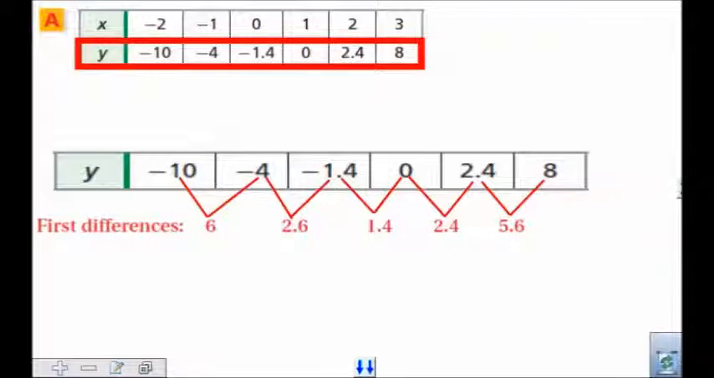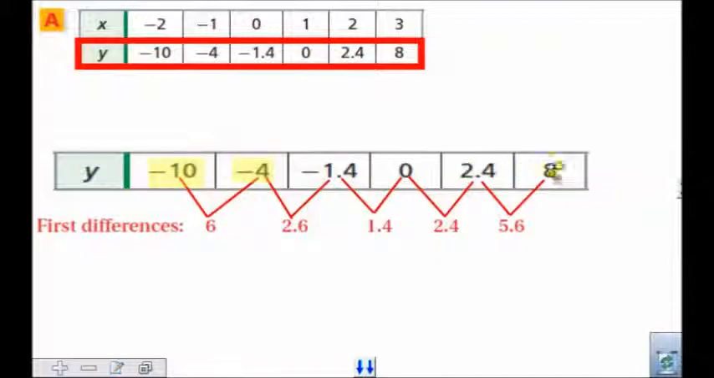A couple ways you can do this. You ask yourself a question: if I'm going to go from -10 to -4, how far did I go? Well, we had to go up. And how far up did we need to go? We need to go up by 6. One other way you can find it is to take the -4 and subtract the -10. And that can help you arrive at 6.